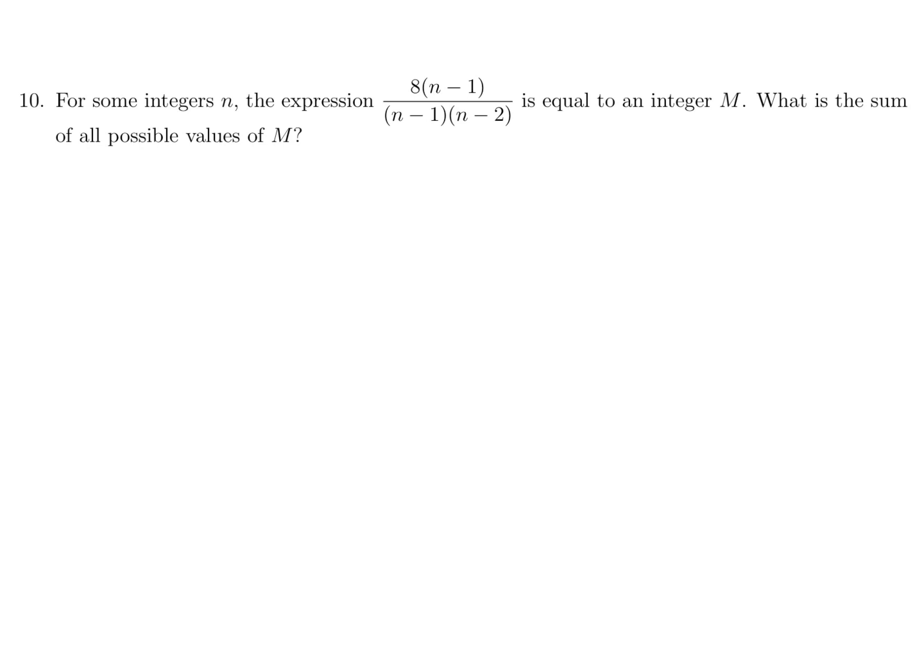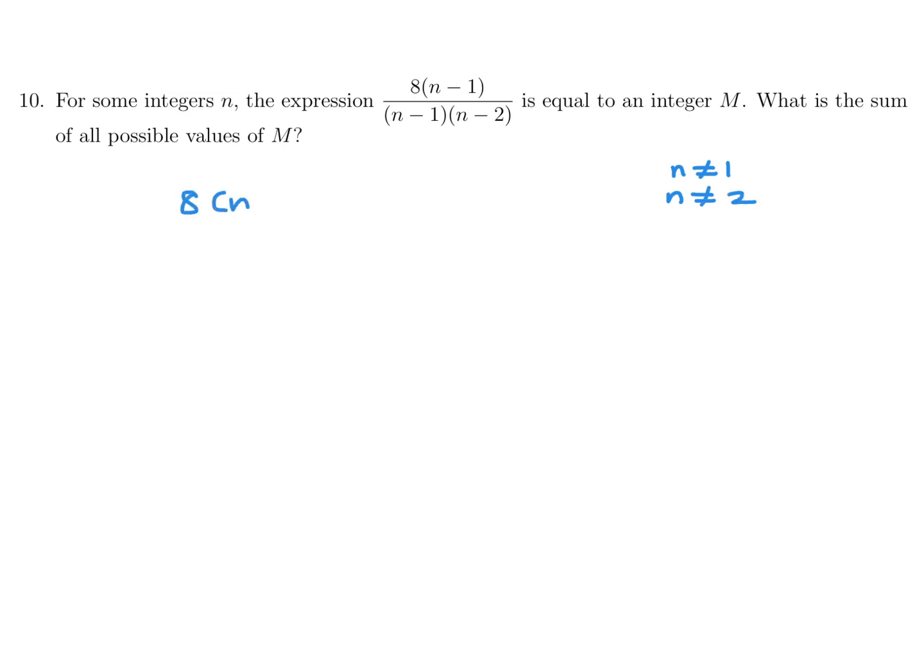For some integers n, the expression 8 times (n minus 1) over (n minus 1) times (n minus 2) is equal to m. What is the sum of all possible values of m? Okay, well, n cannot equal 1 and n cannot equal 2, right? Because if it did, it would be undefined, because we can't have 0 in the denominator.